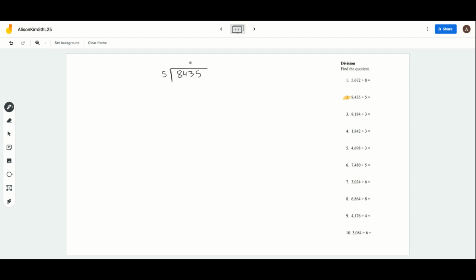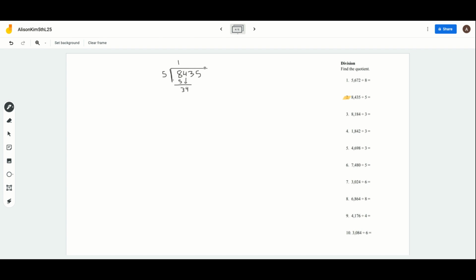And let's get dividing. Let's see how many times 5 can go into 8. We know that 5 times 2 is 10, and 10 is greater than 8, so we're going to stick with 1. And 5 times 1 is 5. So we're going to subtract 5 from 8 to get 3, and then we're going to bring down the 4 to get 34.